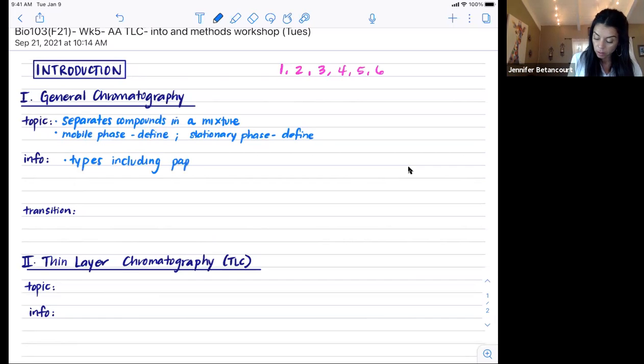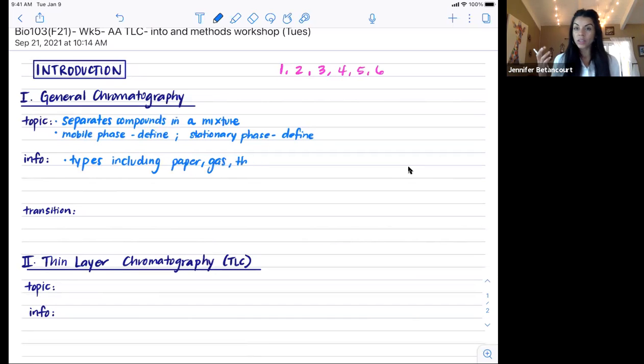paper, gas, thin layer. I would always limit your list. Remember, more is not better. A list of 300 types is not any better than a list of 2 to 3. The most important thing about the list that you do include is that you have the thin layer type on there, since the entire report is going to be about thin layer chromatography. Okay.